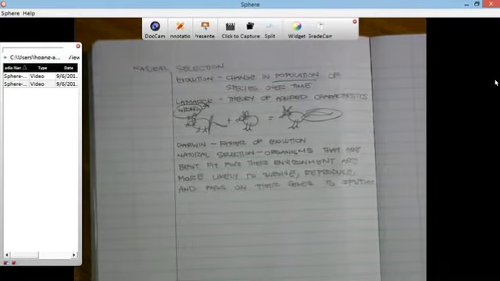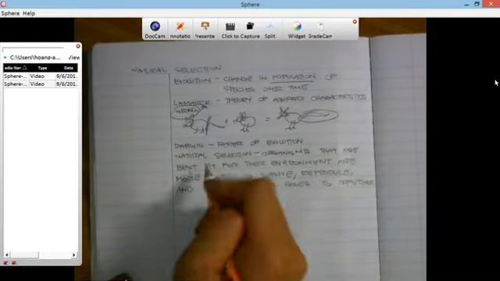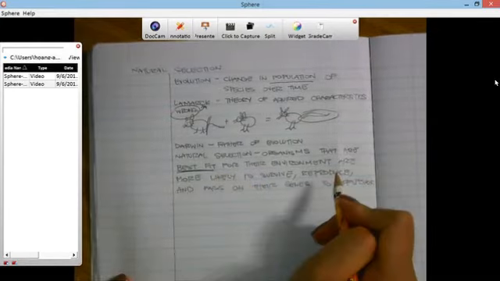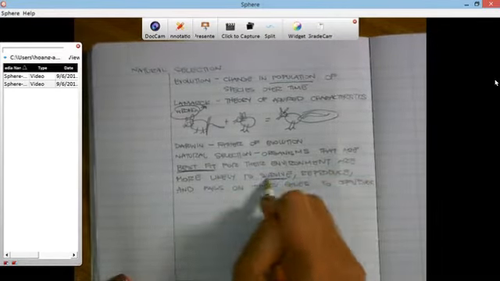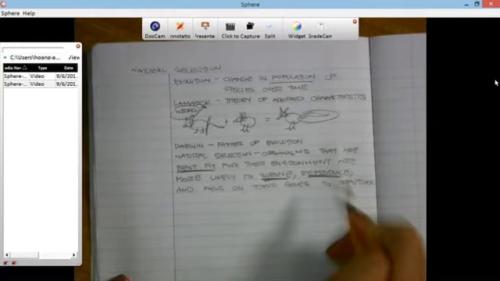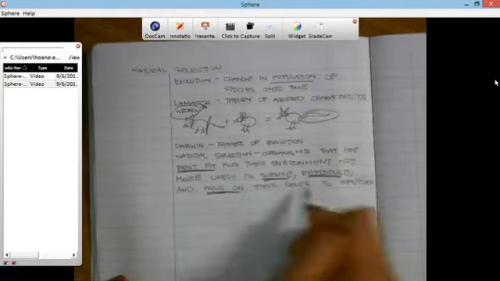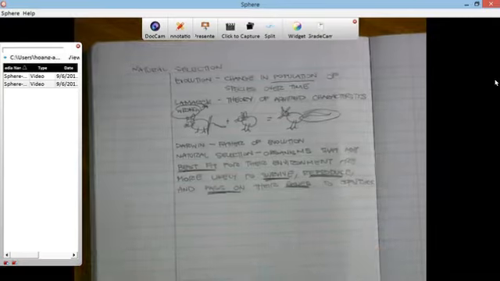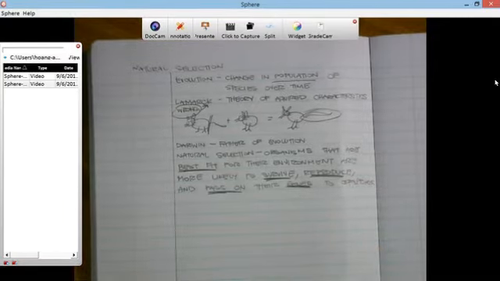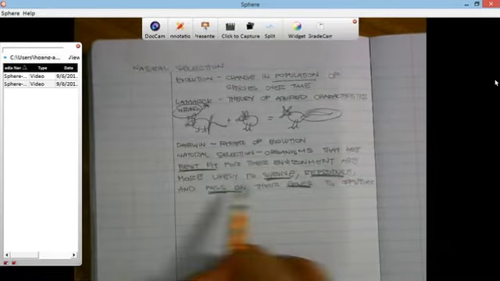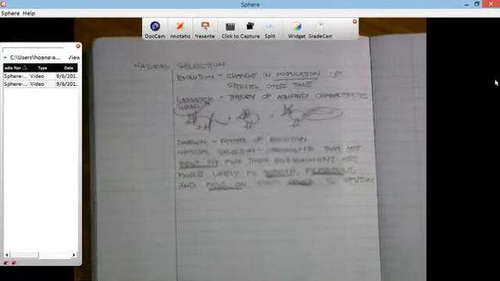So the most important part of this definition is that organisms that are best fit for their environment are most likely to survive, reproduce, and pass on their genes. So every time you see natural selection, you should be thinking about these key words. And if you ever have a question that asks you what natural selection is, you must include these phrases and words inside that definition.